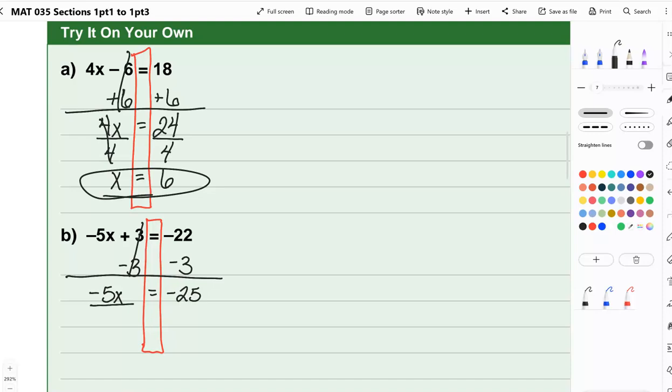We're going to do the opposite. We're going to divide by negative 5. So we're going to get x on the left. Negative 25 divided by negative 5. A negative divided by a negative is a positive, so that's going to be a positive 5. So there's our answer.